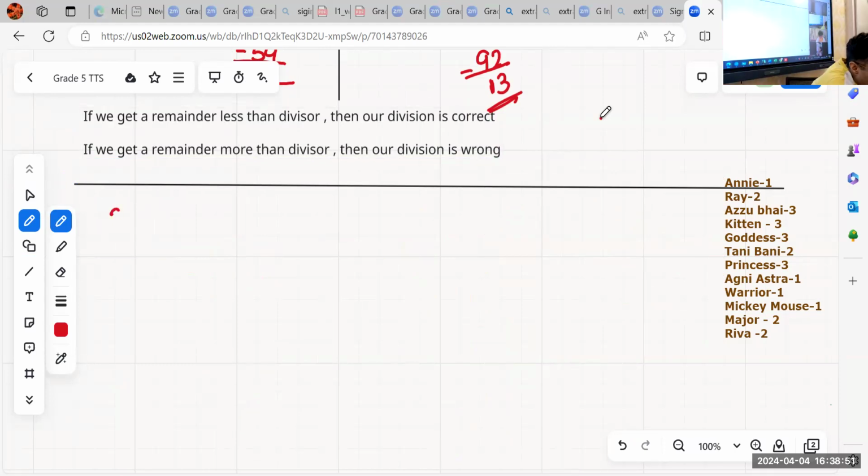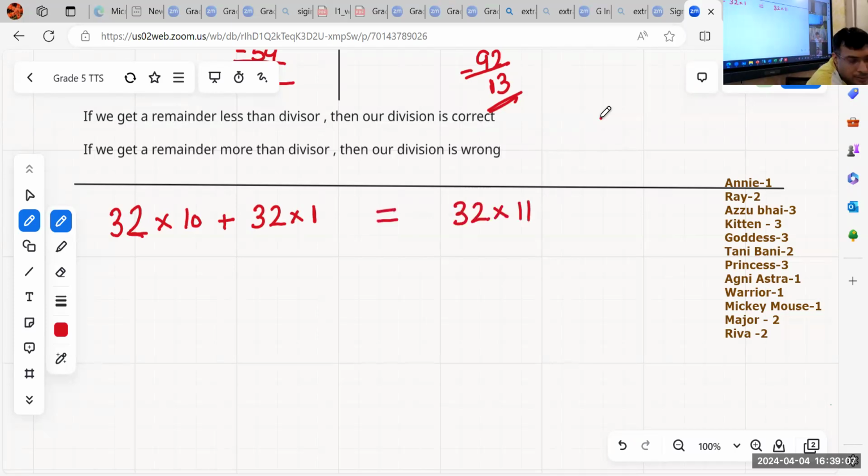Suppose I give you 32 multiplied by 10 plus 32 multiplied by 1. So you can say, sir, the result is 32 multiplied by 11. Yes or no? We have learned this. Yes, sir. Yes, everyone agrees.